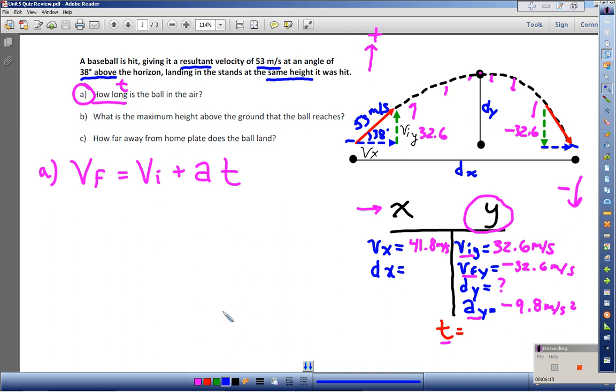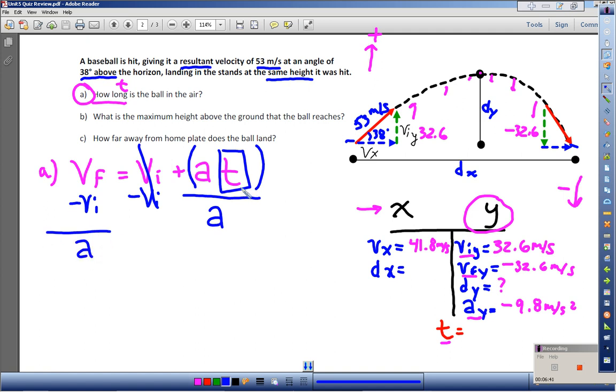I'm trying to get this guy all alone in a room by itself. Now, because the acceleration is being multiplied by the time, I can't just divide that out first. I also have this guy over here which is being added, so make sure you get your order of operations. To get that t all alone, I must first subtract the initial velocity from both sides, and then I can divide the acceleration from both sides so that I can get time all alone.